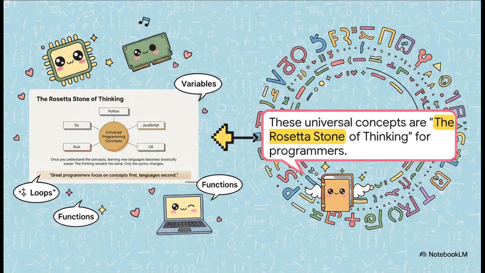So when you put all these concepts together, variables, data types, loops, functions, abstraction, they form what I like to call a Rosetta Stone for programming. Once you truly master these ideas, picking up a new language isn't like starting all over again from zero. It's more like learning a new dialect of a language you already speak fluently.